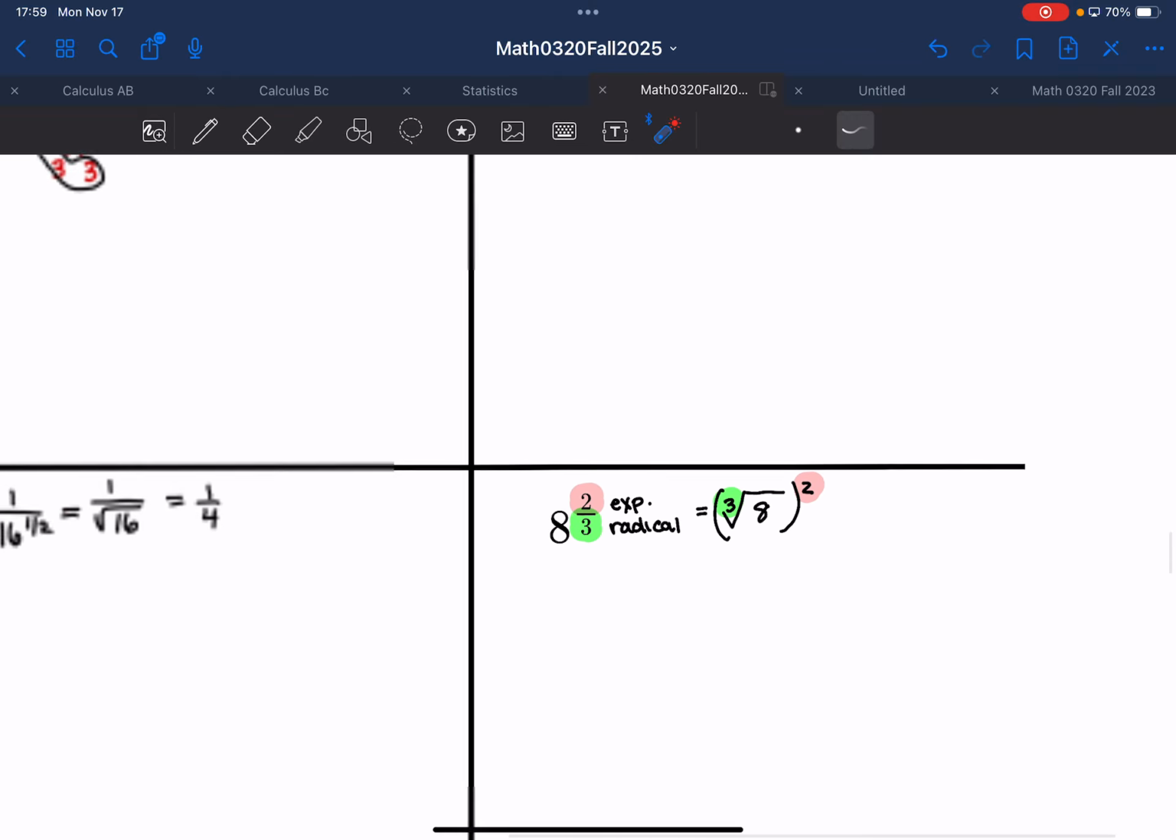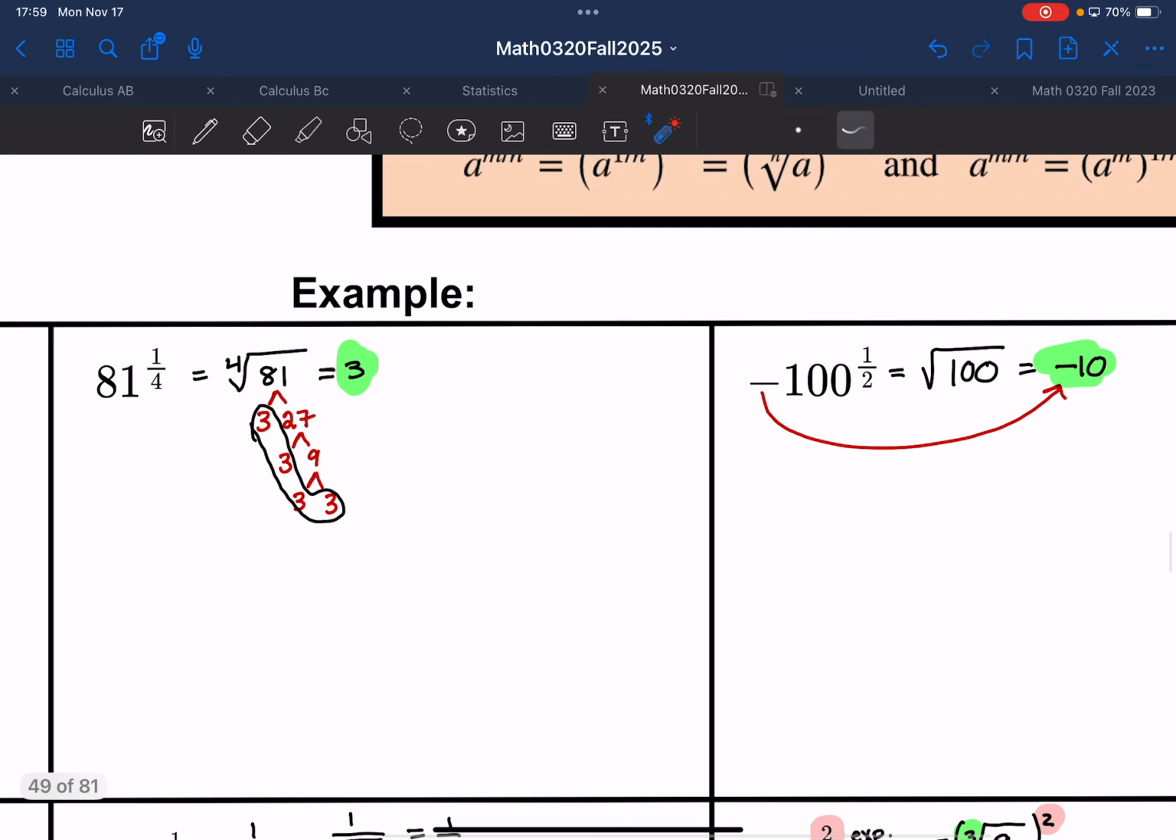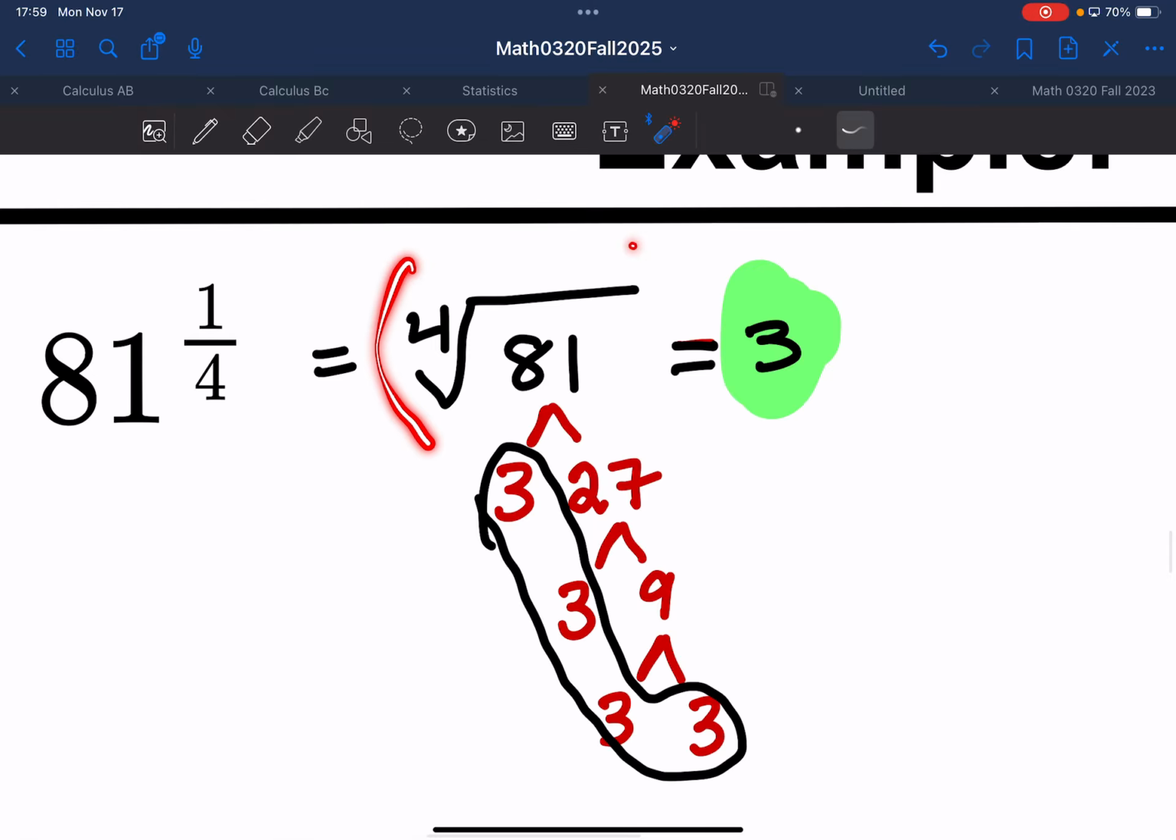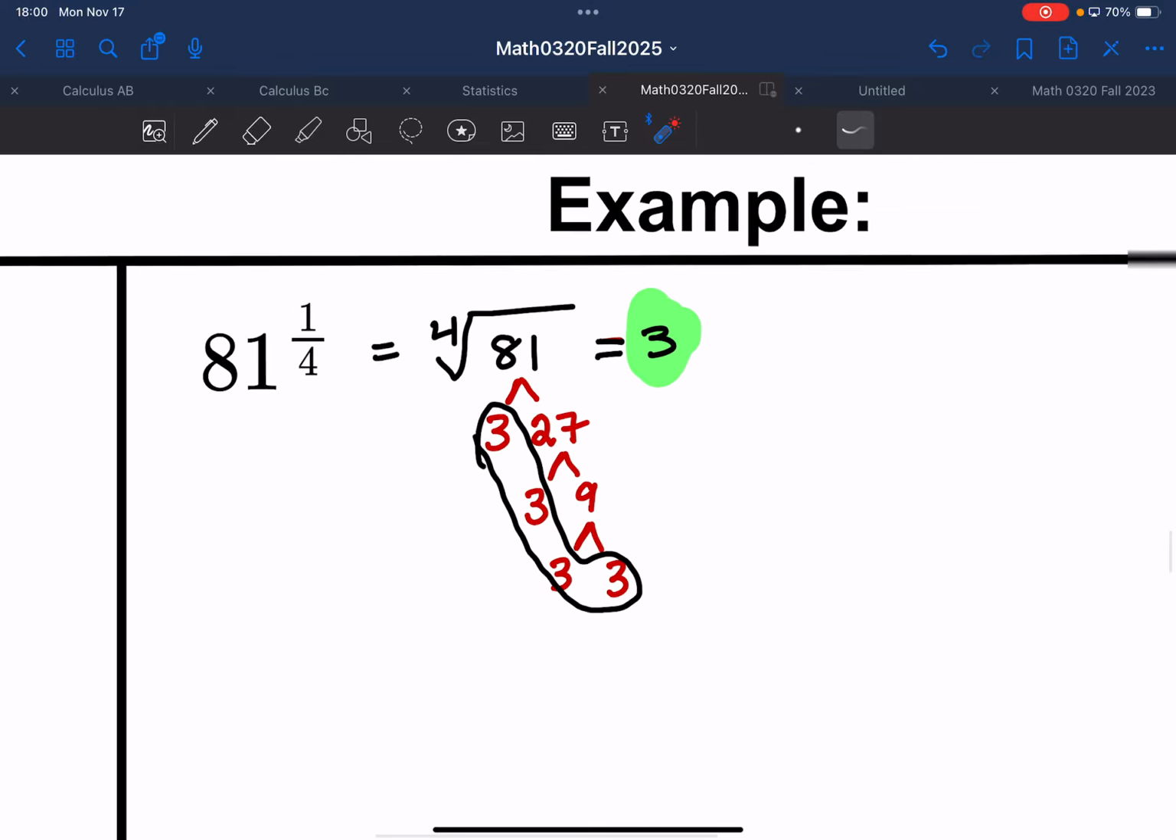Correct. So if I was to go back to this one here, technically what I'm doing is raising it to the first power. But anything to the first power is itself. So that's why we don't write it. It's almost like that invisible 2 for the square root.